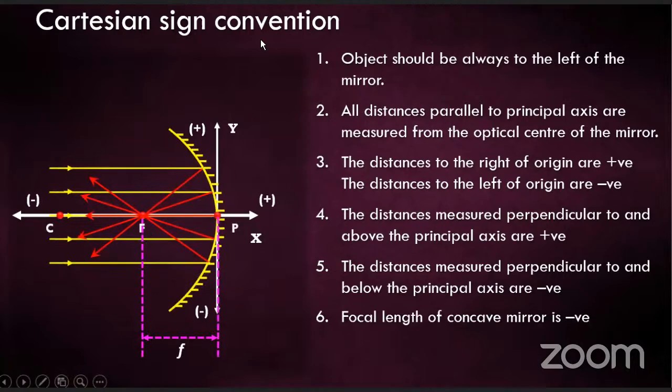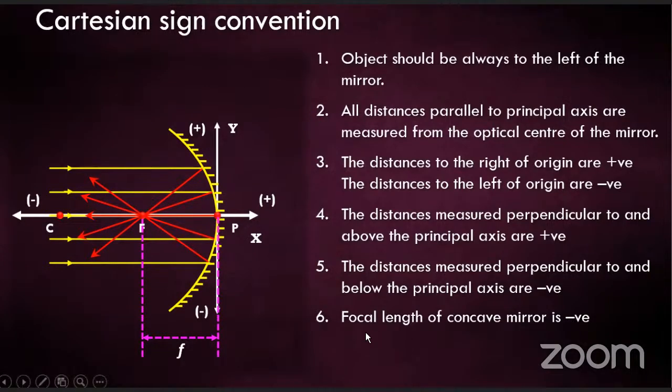What about the focal length then? Is focal length positive or negative? Negative. Focal length is always negative. Why? Because it is along the negative x-axis. Is it right? Yes, sir. For a concave mirror. For a convex mirror, it is always positive. Okay, keep it in mind.